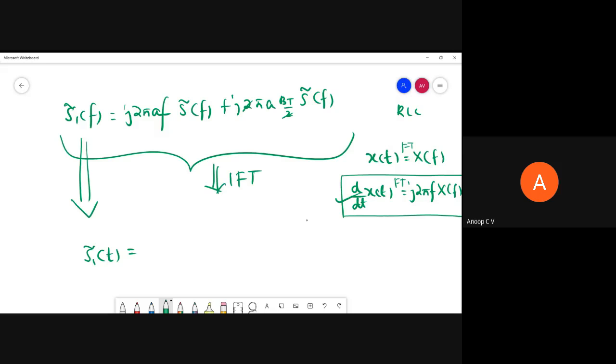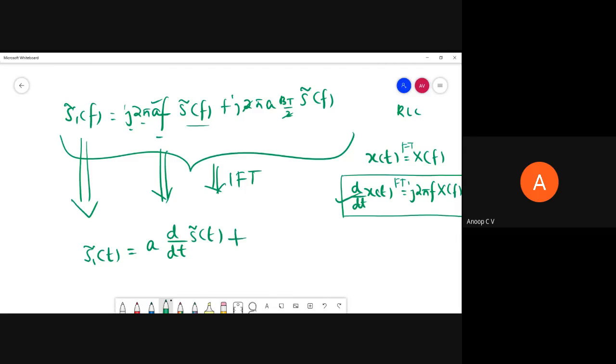So d by dt of x of t, its Fourier transform will be j 2 pi f into x of f. So here we have j 2 pi f into s tilde of f. This a is a constant. So what will be the inverse Fourier transform of that? It will be nothing but a times d by dt of s tilde of t, right? So j 2 pi f into s tilde of f, its inverse Fourier transform will be d by dt of s tilde of t.